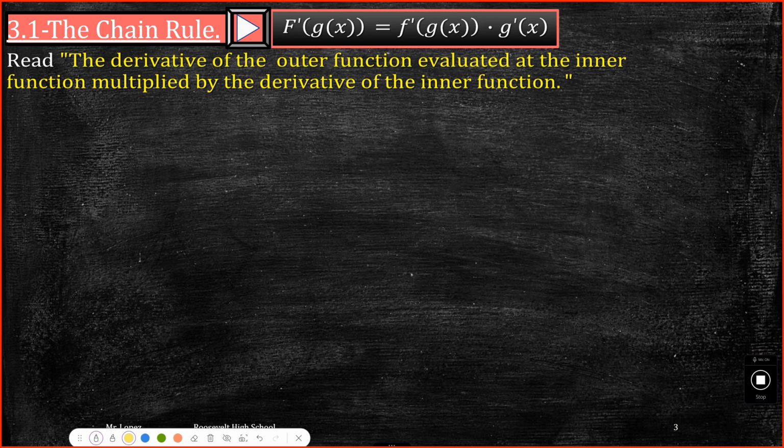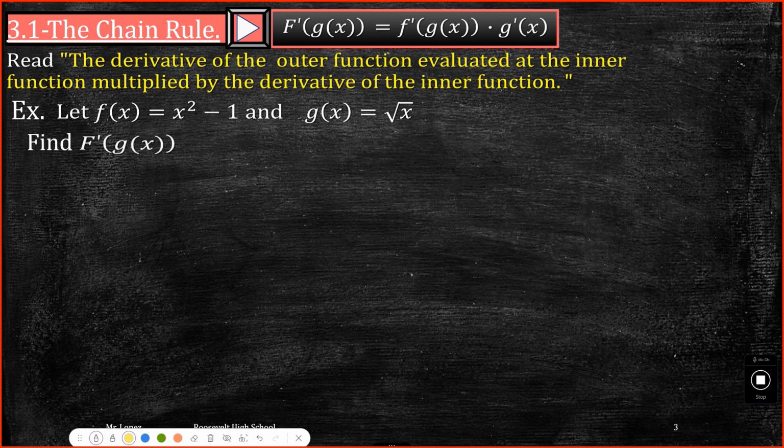Okay, so the derivative of the outer function evaluated at the inner function multiplied by the derivative of the inner function. Okay, let's go. Example: let f of x equal x squared minus 1 and g of x equal square root of x. Those were the two functions we did in the warm-up. And now we're going to do the derivative f prime of g of x. What would be f prime of g of x?